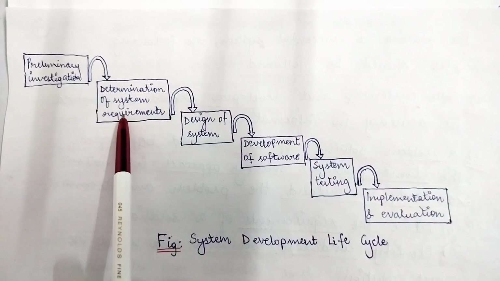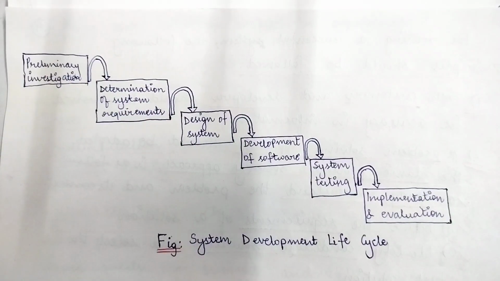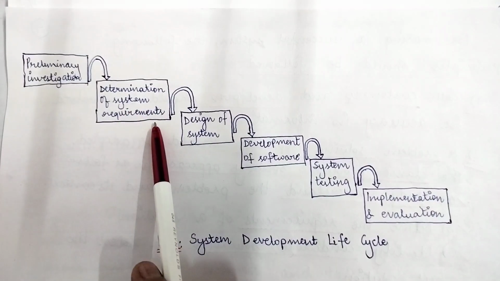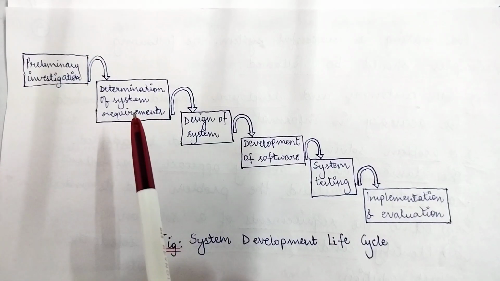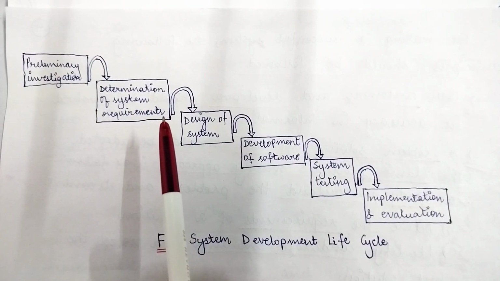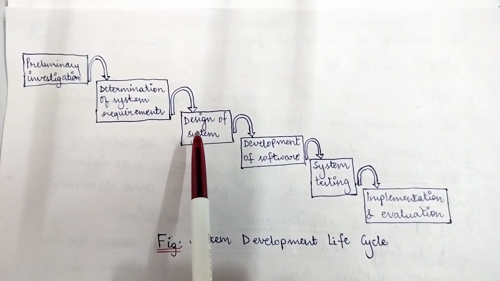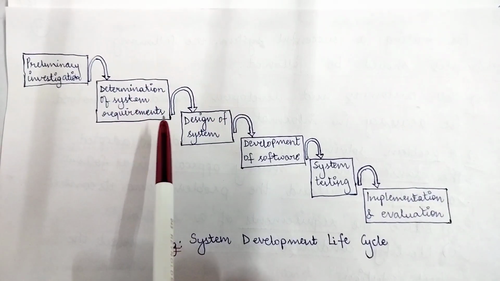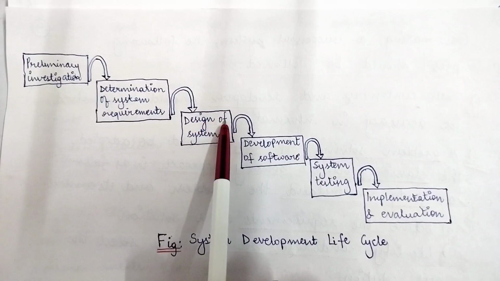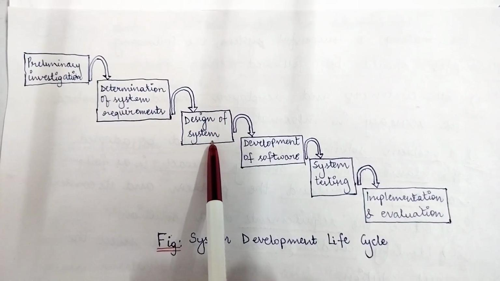Next is determination of system requirements. After the preliminary investigation, you determine what the requirements are from this system. What are the requirements that this system is supposed to fulfill? Once you are clear with the requirements, that means you know the objective of the system, and then you can design the system accordingly to meet those objectives. So after the determination of system requirements comes the phase of system design.